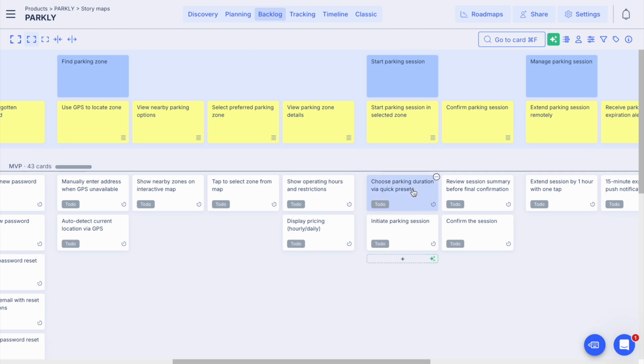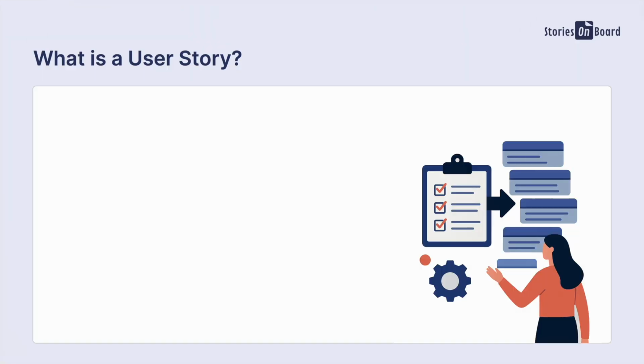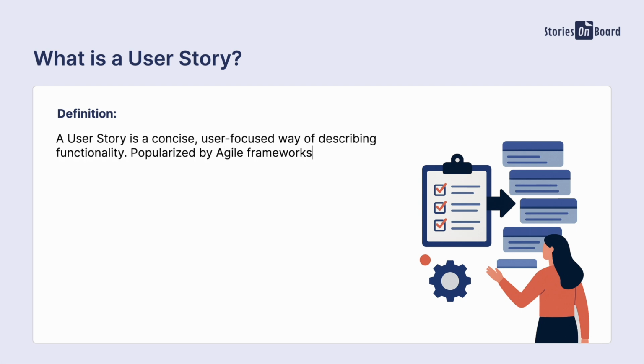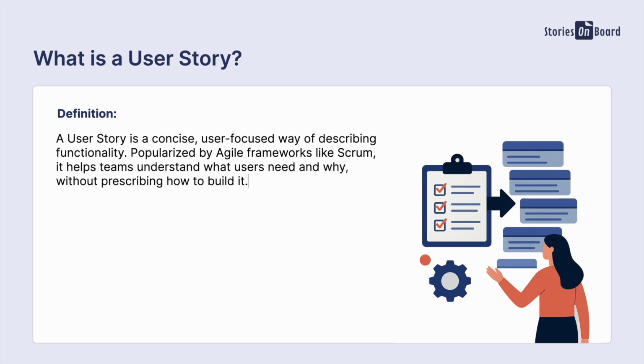This is going to be our user story that we are going to detail with the help of StoriesOnBoard AI Assistant. Let's recap what a user story is. By definition, a user story is a concise, user-focused way of describing functionality. Popularized by agile frameworks like Scrum, it really helps teams to understand what users need and why, without prescribing how to build it. We will use the standard format for user story writing.